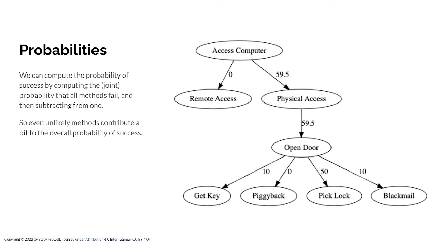So we might associate probabilities with it. And we can compute the probability of success by computing the joint probability of all the methods. To figure out this probability, we could say, well, assume this fails. This fails 90% of the time. This fails 100% of the time. This fails 50, and that fails 90. And let's assume they all fail. All these methods fail. Then that is 0.9 times 0.1 times 0.5 times 0.9. And then I take that and I subtract it from 1, and that's the probability that at least one of these succeeds, and that turns out to be this.